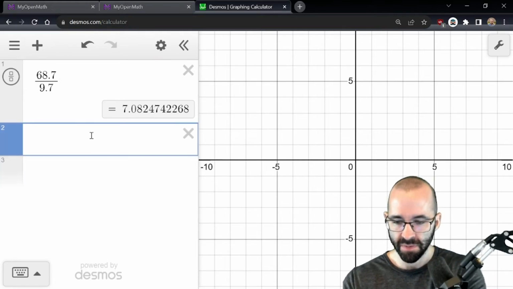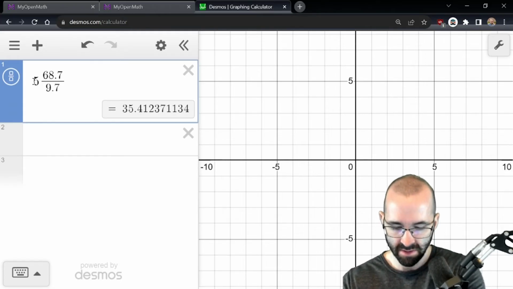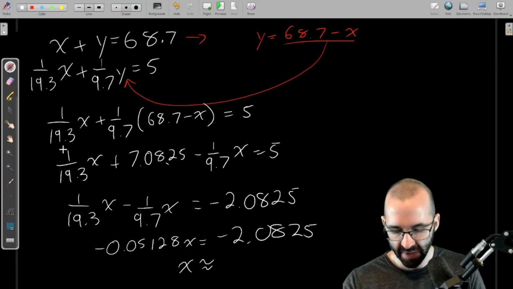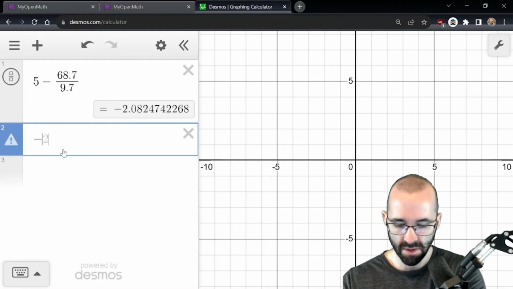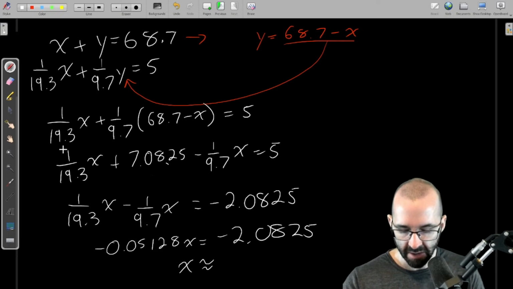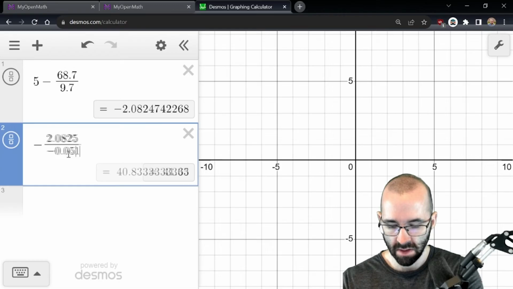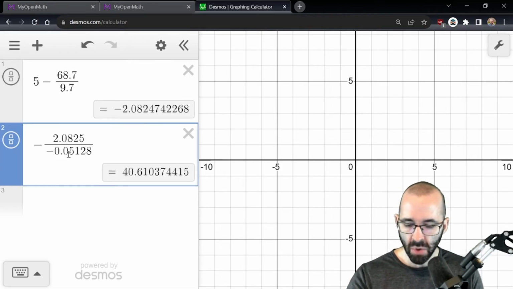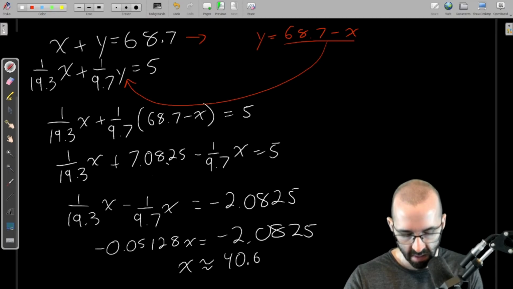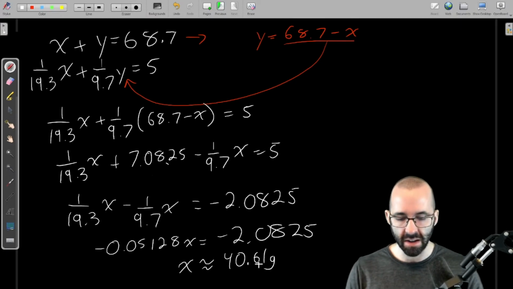Okay, and again, just to double check, 5 minus this is negative 0.0825, just like I thought. Now we have negative 2.0825. We're dividing by negative 0.05128. And we're going to get about 40.61 grams. Okay, so that's about how many grams of gold we think.